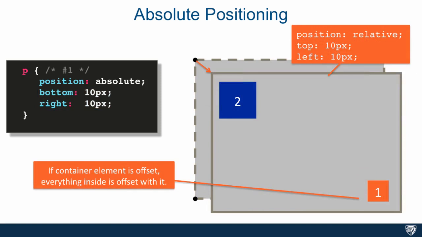A really cool feature of this combination is that if your container element is itself offset, everything inside of that container is offset with it. So you could set up a particular layout within a container element and then move that container element or offset it all around the screen without worrying about having to offset particular values of every element within that container element. Let's jump into the code editor and take a look at some examples of these concepts.